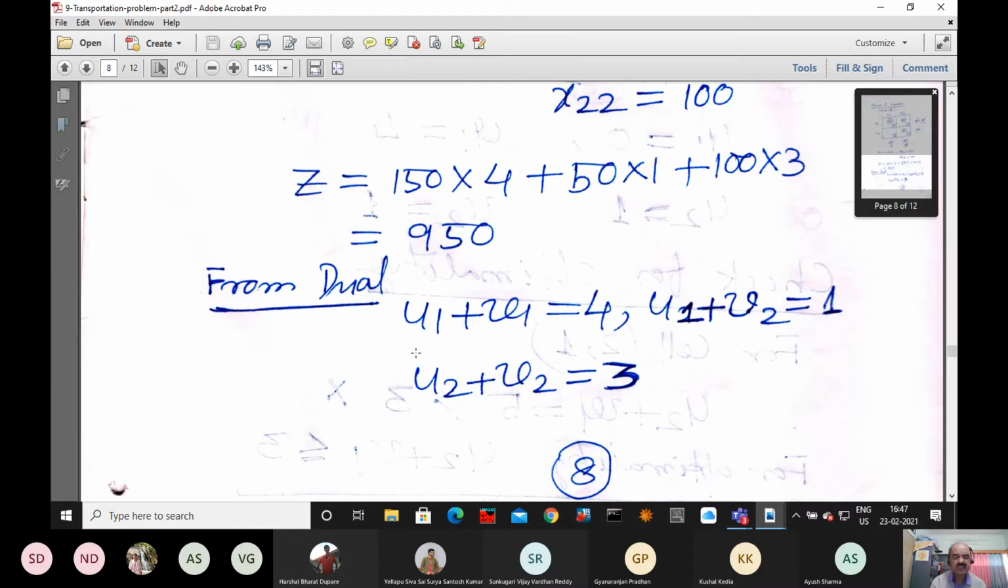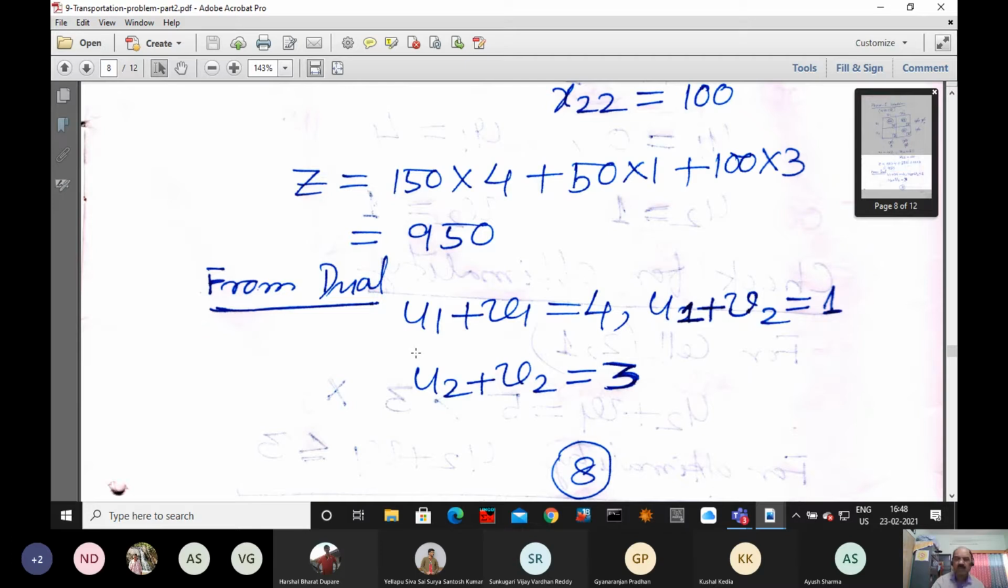Instead of 0 you can take any number, positive, negative, whatever. So they are free variables. So u1, u2, v1, v2 all are free variables. So we set one of the variables to 0. Let me say u1 equal to 0. If you set u1 equal to 0, what is v1? v1 equal to 4. So u1 equal to 0, v1 equal to 4, v2 equal to 1.